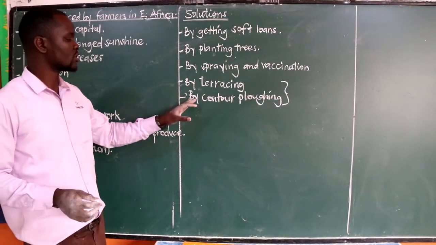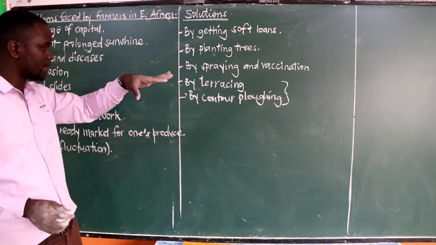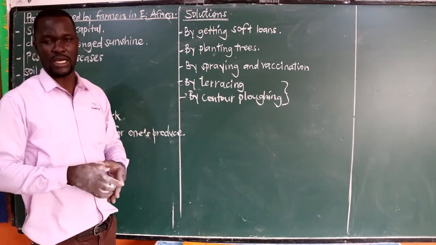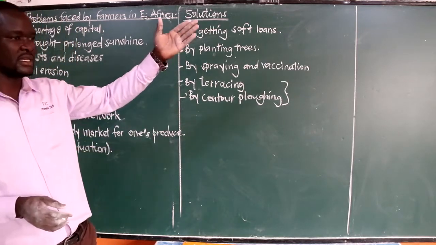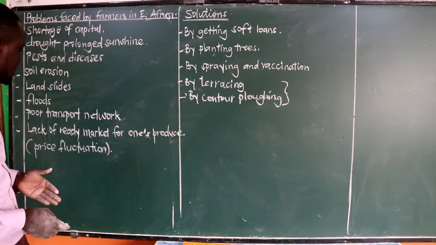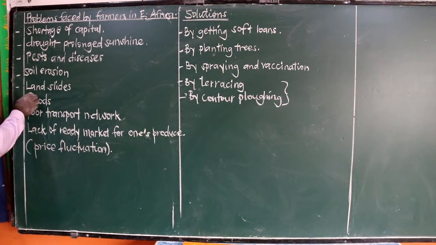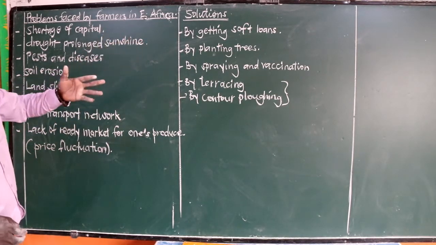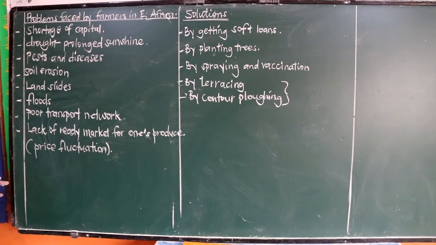Landslides can also be overcome by planting trees to bind the soil together, such that when it rains, it does not wash away these soil particles. And then we have the problem of floods. That also sometimes comes due to weather changes. So planting trees and the rest can also come there.